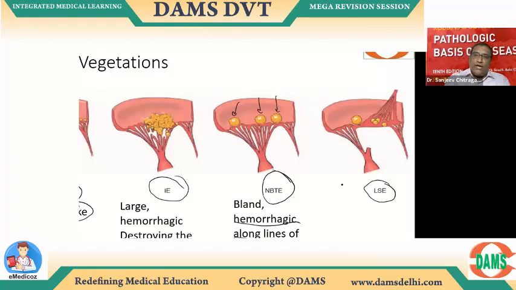And in this, you can carefully look at this. There is a vegetation on the upper surface of the valve as well as the under surface of the valve. So there will be vegetations on both the surfaces of the valve that will be seen in Libman-Sacks endocarditis. So this is how to know them, and this was one of the questions last year. Let me just show the other vegetation.